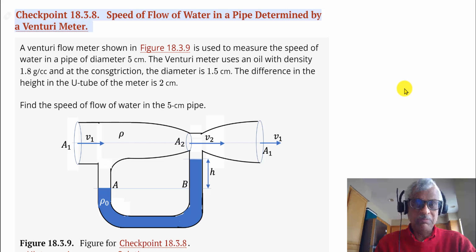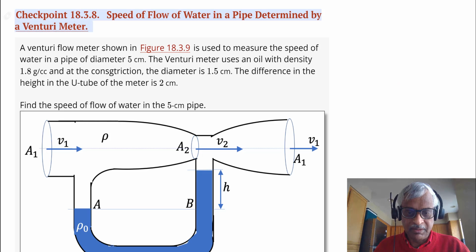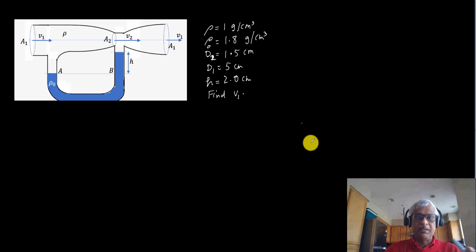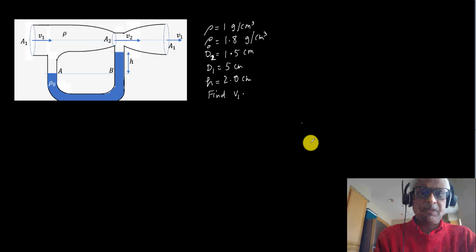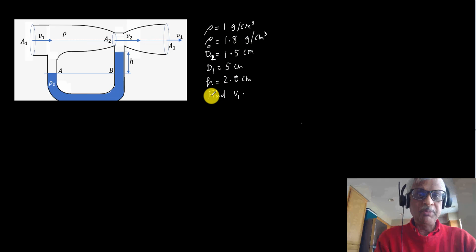So this is a problem from the website that we have been working. Okay, so it's a problem on Venturi meter. There is a heavy density oil and water flows over it. Let's get this figure and translate it to the properties we know.